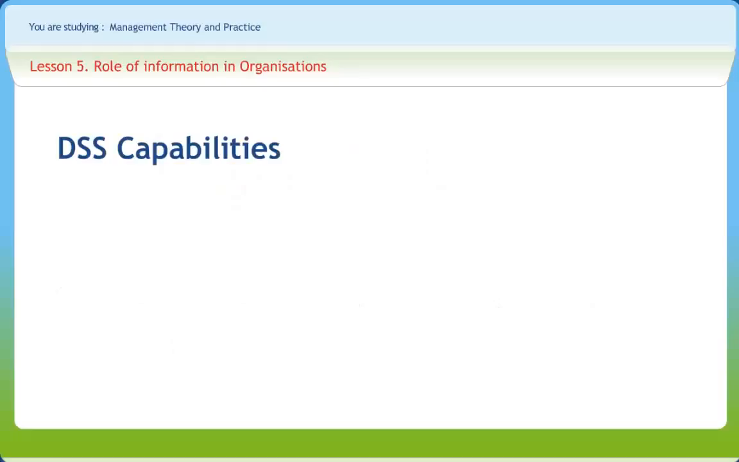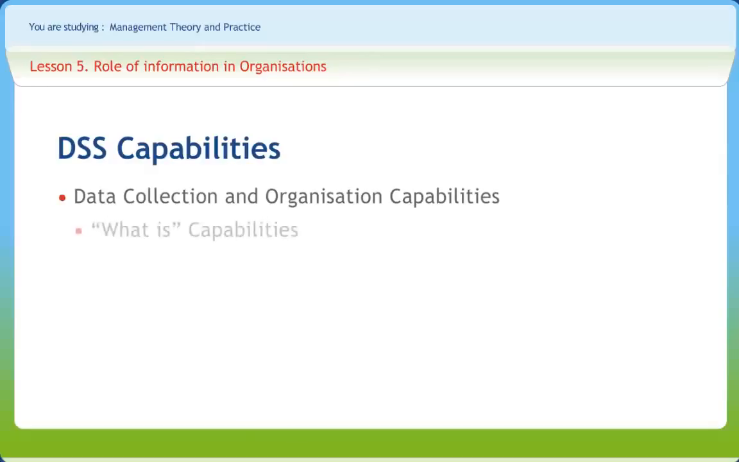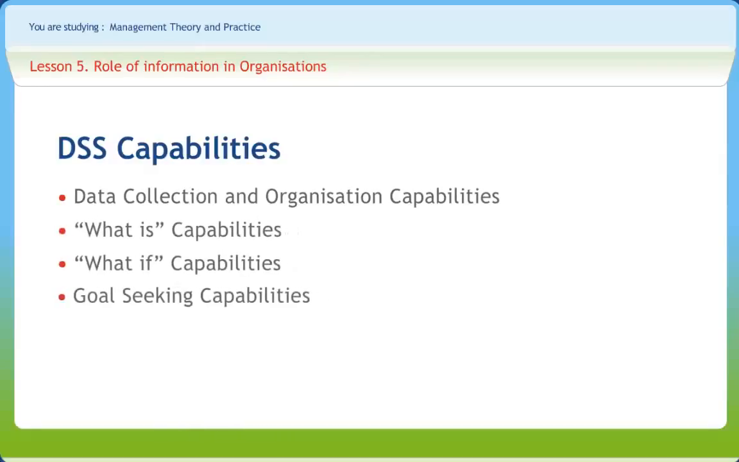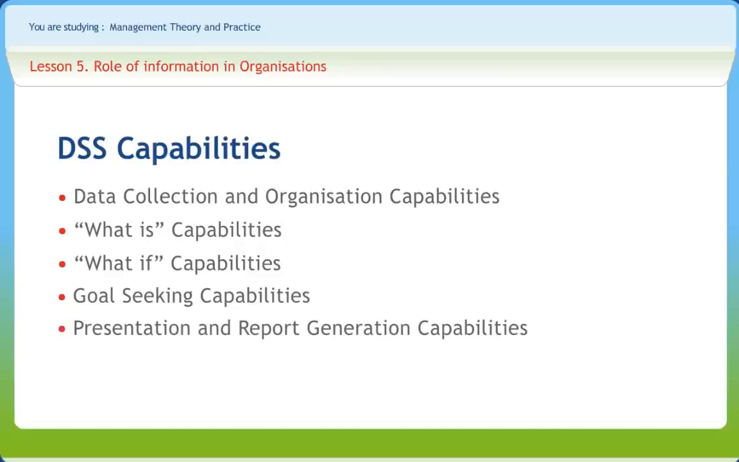The capabilities of DSS give the decision maker flexibility and the ability to explore various alternatives easily and quickly. These capabilities include data collection and organization capabilities, goal-seeking capabilities, and presentation and report generation capabilities.